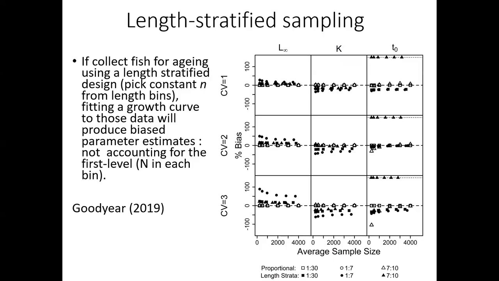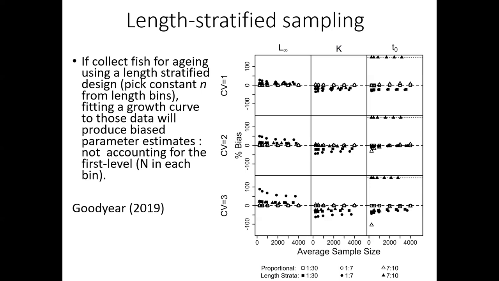And with that type of sampling, most people then just take those observations, once they're aged, stick them into a growth model, and come up with growth parameters. The problem with that is you're not correcting for the sampling scheme that you're using. And not doing that can provide very biased estimates from your growth model.